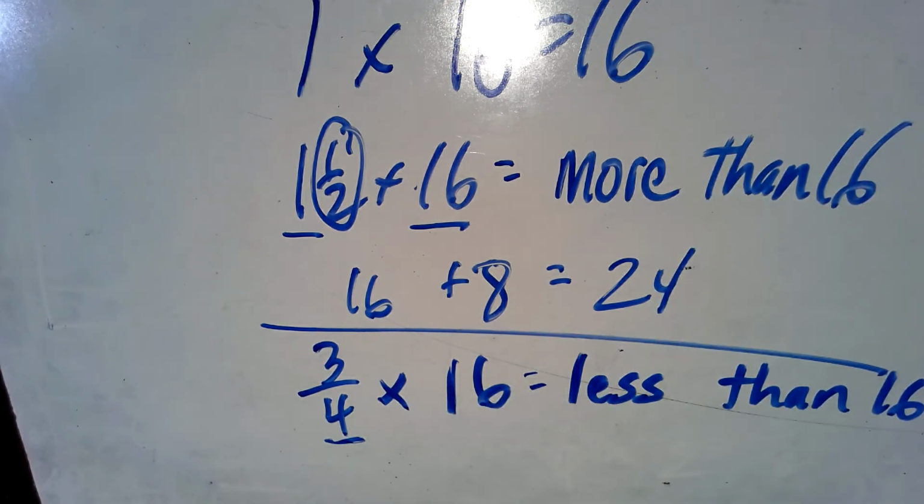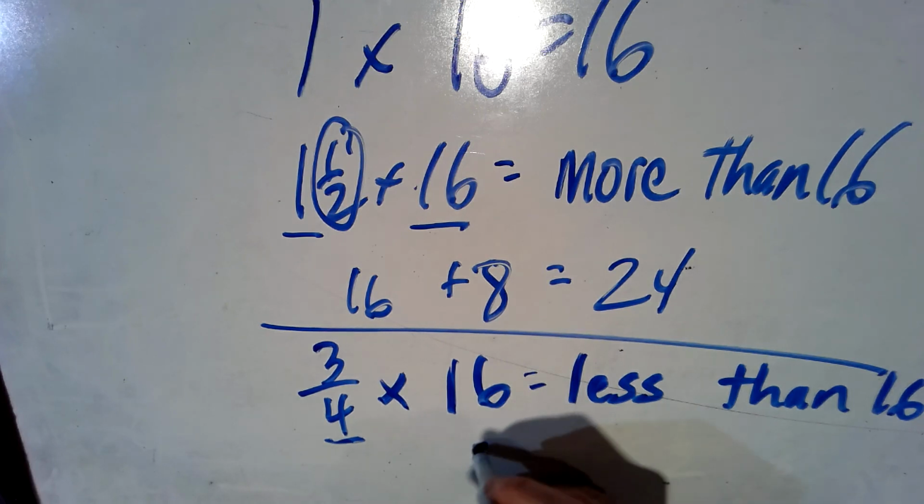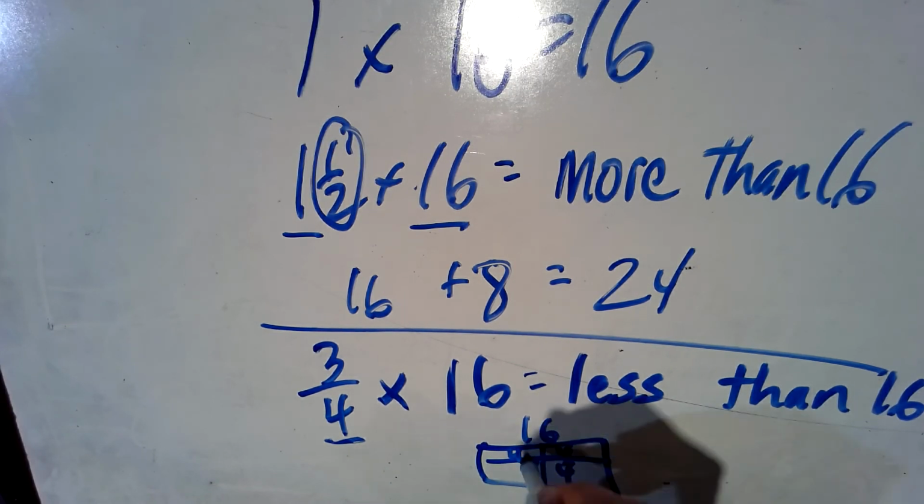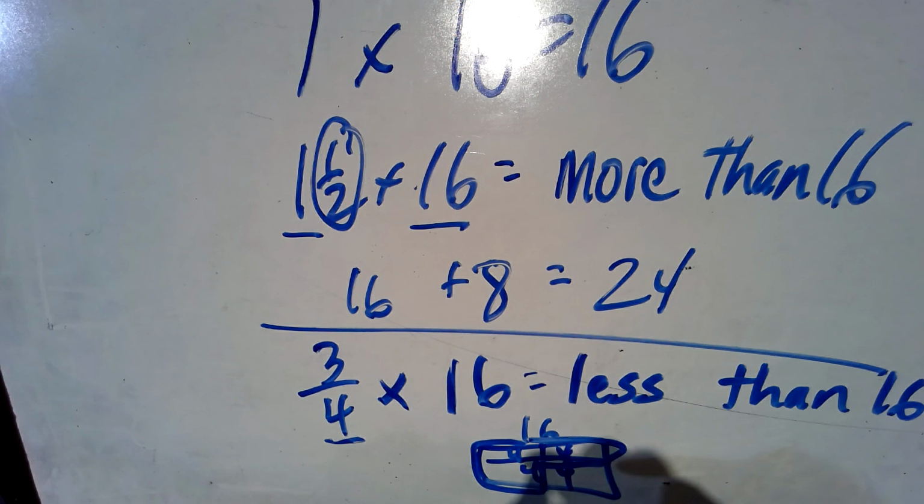We know that 1/4 of 16 is, I'm sorry, 1/4 of 16 is 4, right? That's 16, and we break it into fourths. 4, 8, 12, 16. So 3/4, 4, 8, 12 would be 12. 3/4 of 16, or 3/4 times 16 equals 12.